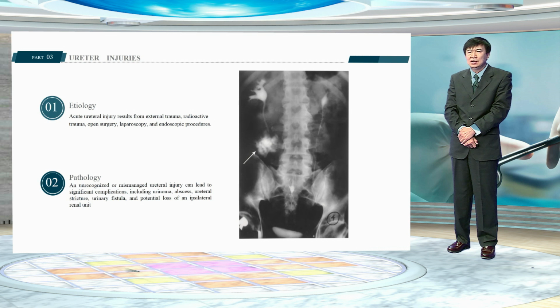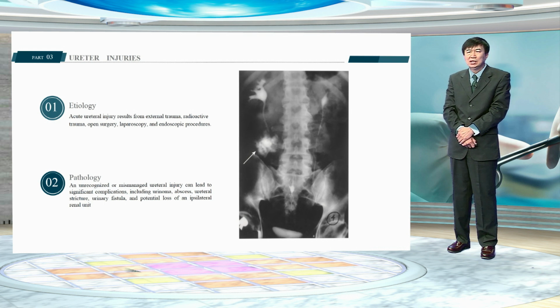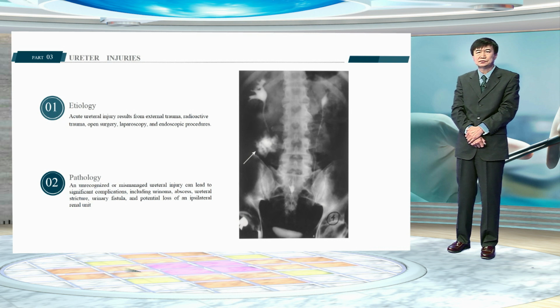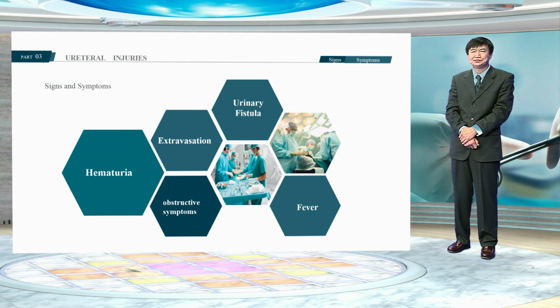Unrecognized or mismanaged ureteral injury can lead to significant complications, including urinoma, abscess, ureteral stricture, urinary fistula, and potential loss of an ipsilateral kidney. If ureteral injury is caused by endoscopic procedures, there might be hematuria. Urinary extravasation may present with the signs of peritoneal irritation and fever. Urinary fistula usually occurs 1 to 2 weeks after injury. Obstructive symptoms include persistent lumbar pain, fever, and anuria.